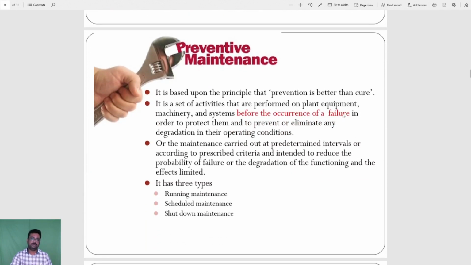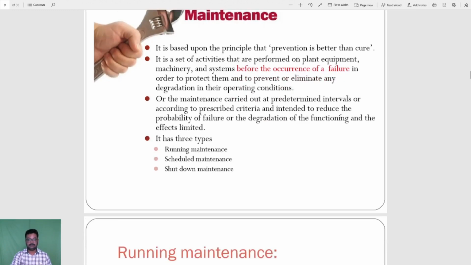What do you mean by preventive? Preventive maintenance is simple: we prevent before failure. A simple example: I service my two-wheeler once every 3,000 kilometers. I change the engine oil, change the brake oil, and check my brakes. Then if there is any possibility, I replace the parts. That is called preventive maintenance. The concept here is that before the occurrence of failure, I do the maintenance. That is the simple example.